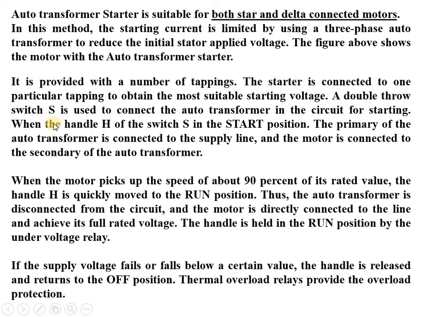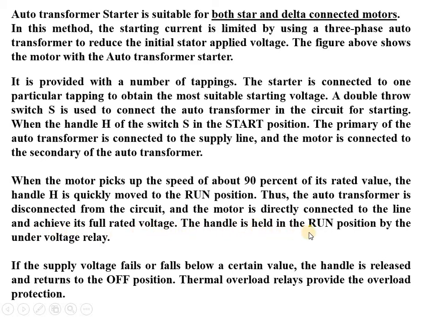A double throw switch S is used to disconnect or to connect the auto transformer starter in the circuit for starting. When the handle H of the switch S is in the start position, the primary of the auto transformer is connected to the supply line and the motor is connected to the secondary of the auto transformer. When the motor picks up a speed of about 90% of its rated value, the handle H is quickly moved to the run position. Thus, the auto transformer is disconnected from the circuit and the motor is directly connected to the line, achieving its full rated voltage.